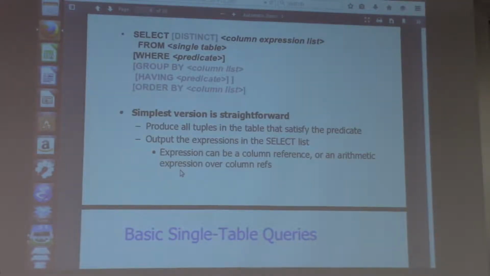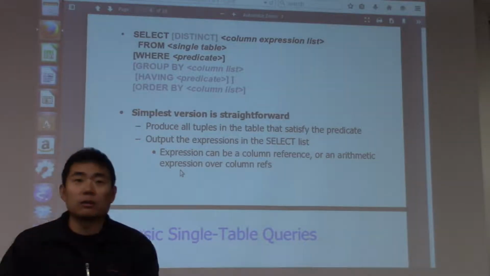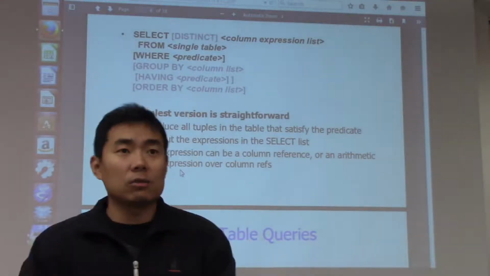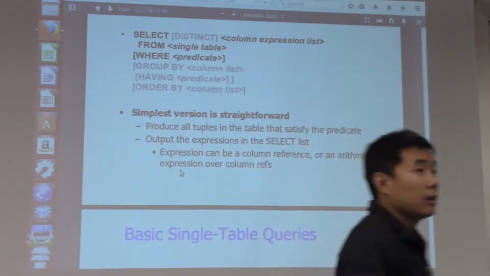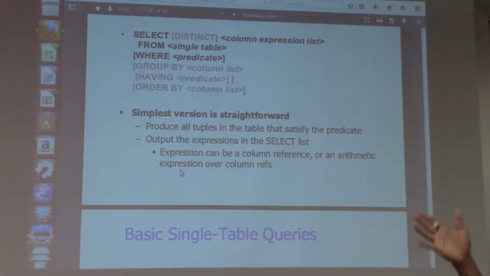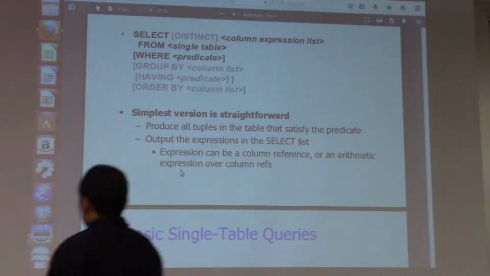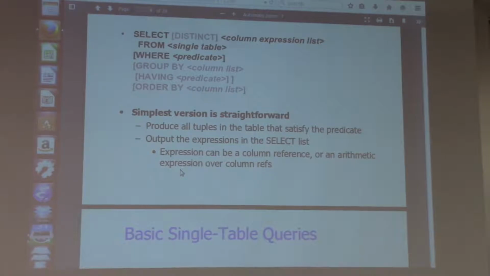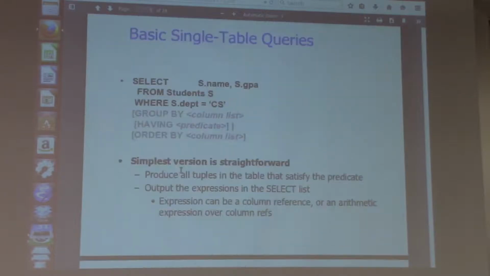The simplest version is what is shown here. Ignore the gray colored words. Look at only the black colored words. And these represent the simplest form of a single table query you can have, which is select from a table with a where condition and put out a number of columns. That's the simplest form you can expect. So let's look at a specific instantiation of that.